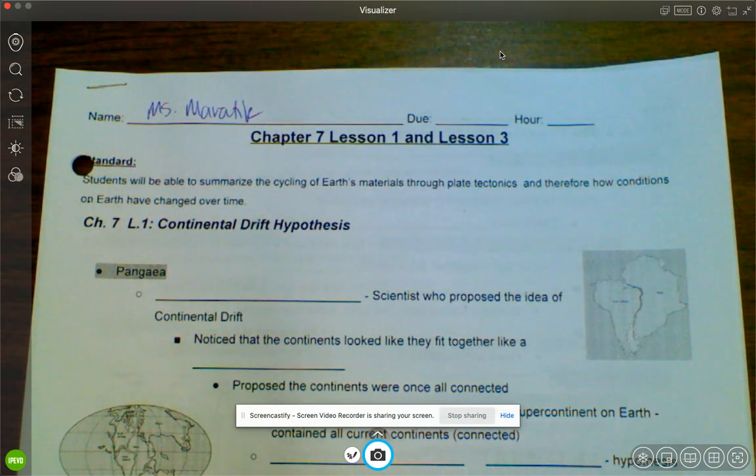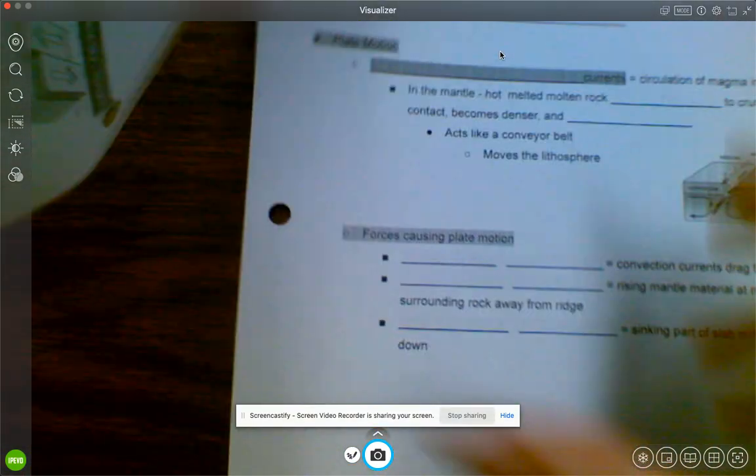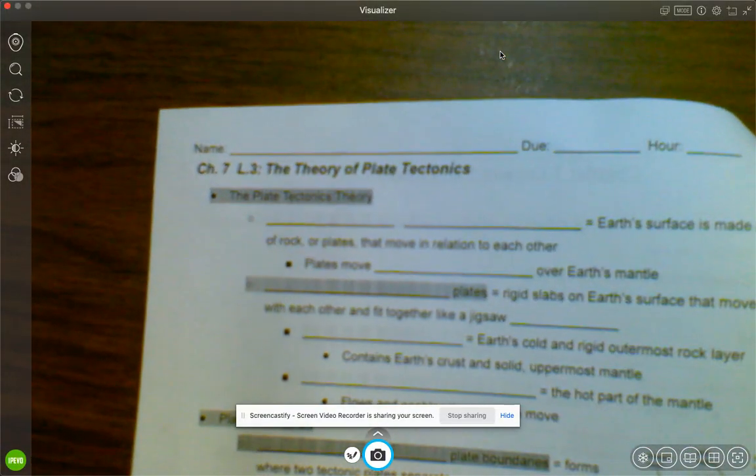We've got this unit on looking at the cycling of Earth's materials and how our conditions are changing. We've already learned about the rock cycle. Now we're going to keep going, and it's on the continental drift hypothesis, which is lesson 1. And then we're going to get into chapter 7, lesson 3, which is the theory of plate tectonics.